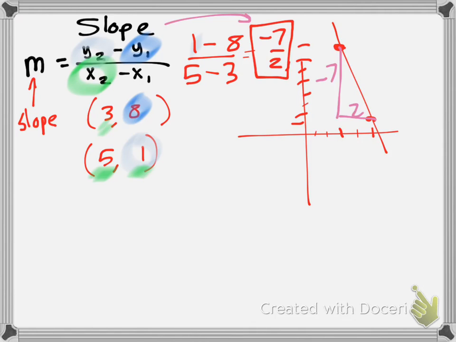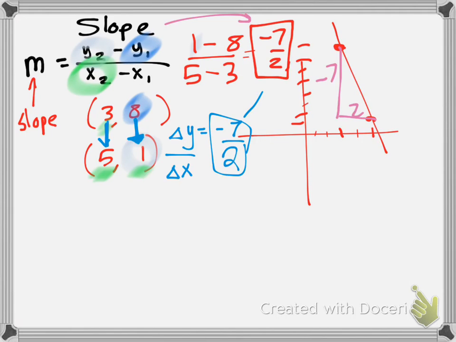Now I'm going to show you a slightly different way to do this, and that's kind of a shortcut when the points are nice. So if you went from 8 to 1, that's your change in y. So if you went from 8 to 1, you would have gone down 7. And then if you divide that by the change in x, which would be from 3 to 5, which would be up 2, I get negative 7 over 2, which is the same number. It's a lot quicker.